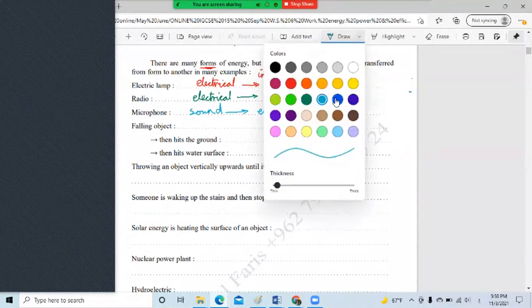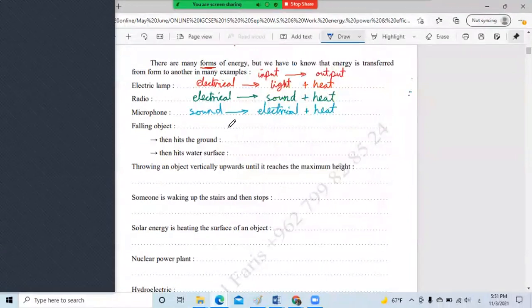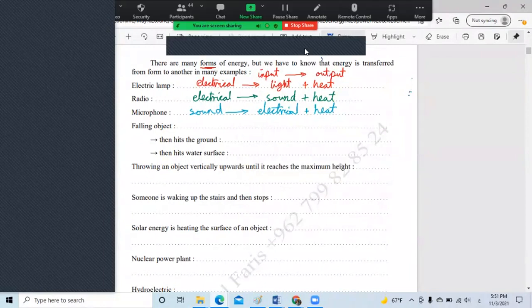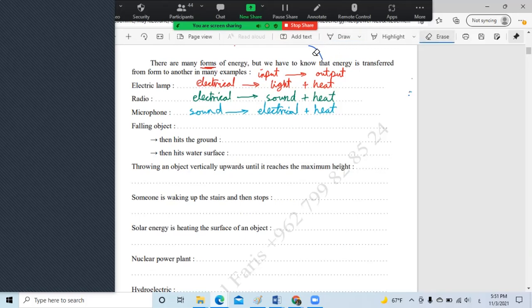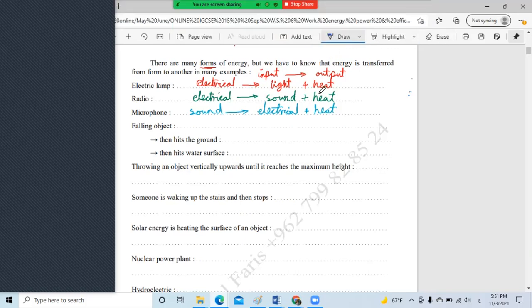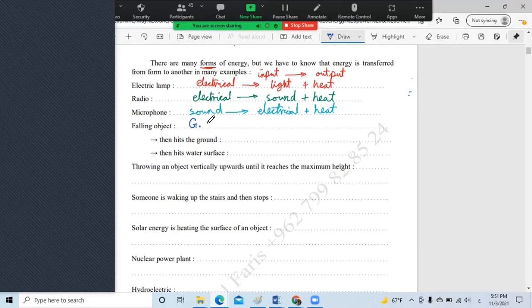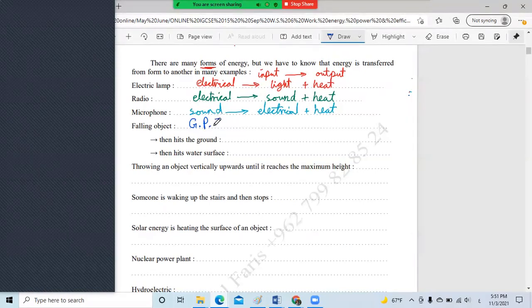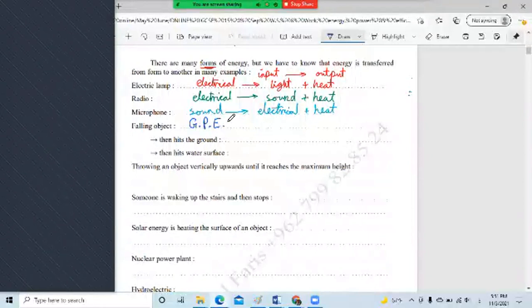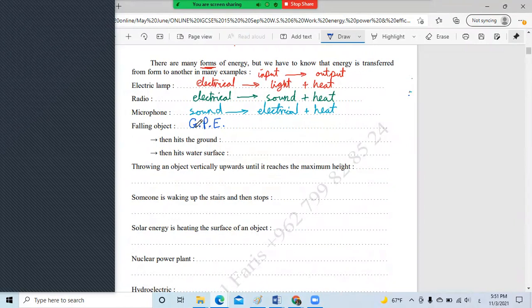Okay, good. Thank you for the answers that you sent. Now, falling objects. Any object that falls has energy at the top, and we are going to use this energy during falling. So we're going to talk about that in detail. The falling object's energy is gravitational potential energy, GPE. You can write GPE, unless they ask you to explain. Also, you can write GPE or you can write gravitational potential energy.